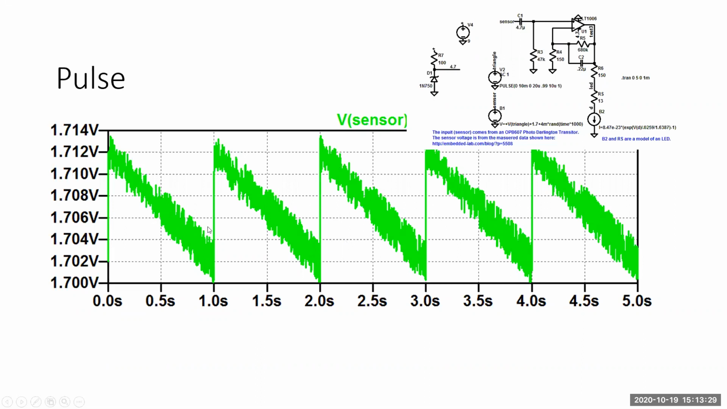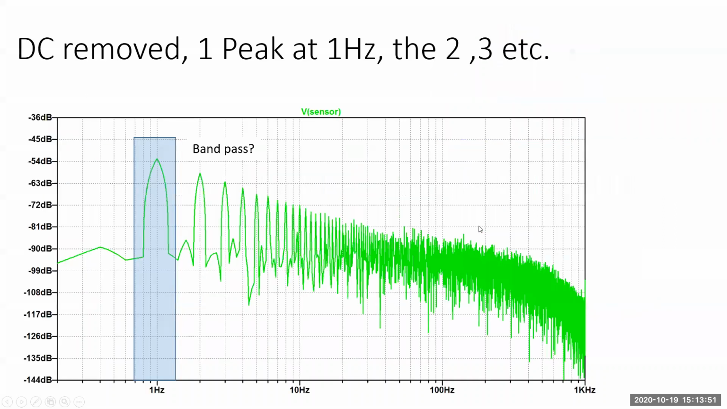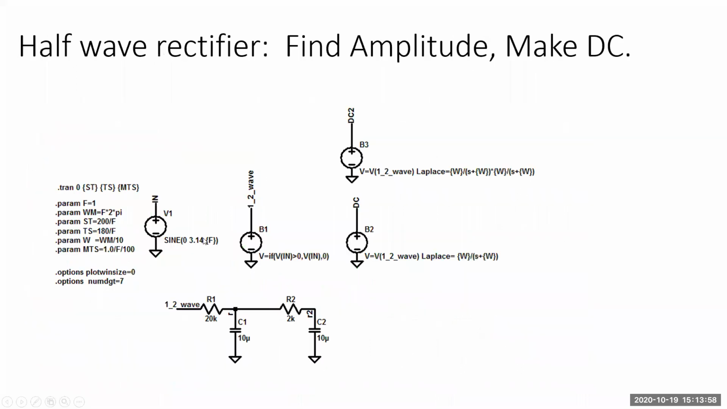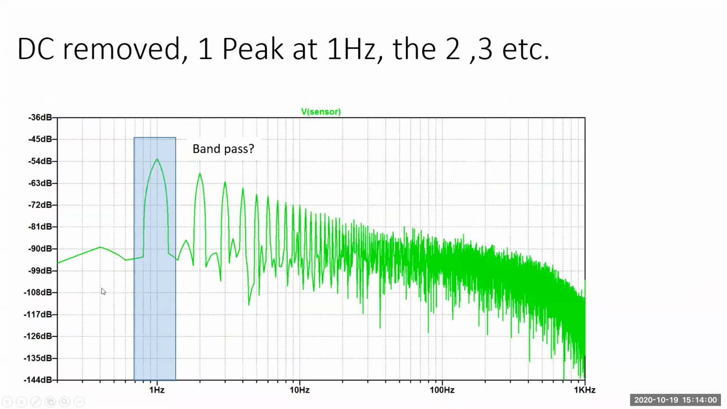So if I put this into the Fourier transform, there will be a DC average, because notice it's only going from 1.702 to 1.712. And the signal's really small. That's why you need an amplifier. But we're trying to get rid of this noise. All right, so this is the fast Fourier transform that you can do in LTSpice. Where did the DC go? LTSpice gets rid of it.